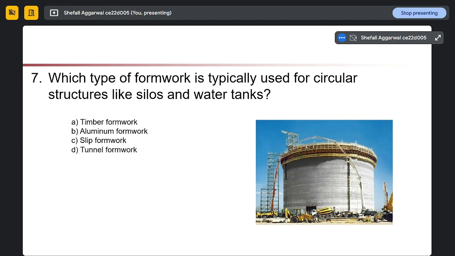So the next question is, which of the following compounds in cement contributes to the early strength development? Tricalcium silicate, dicalcium silicate, tricalcium aluminate, or tetracalcium aluminoferrite. This is C4AF.